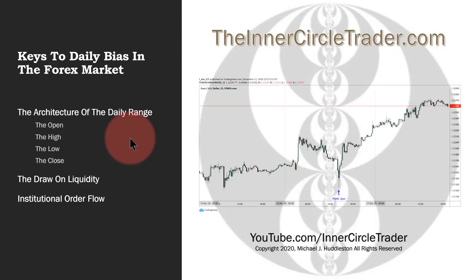But daily bias is just one piece, and you have to have other points of information to justify and qualify, really, the idea of it being a bullish or bearish scenario.